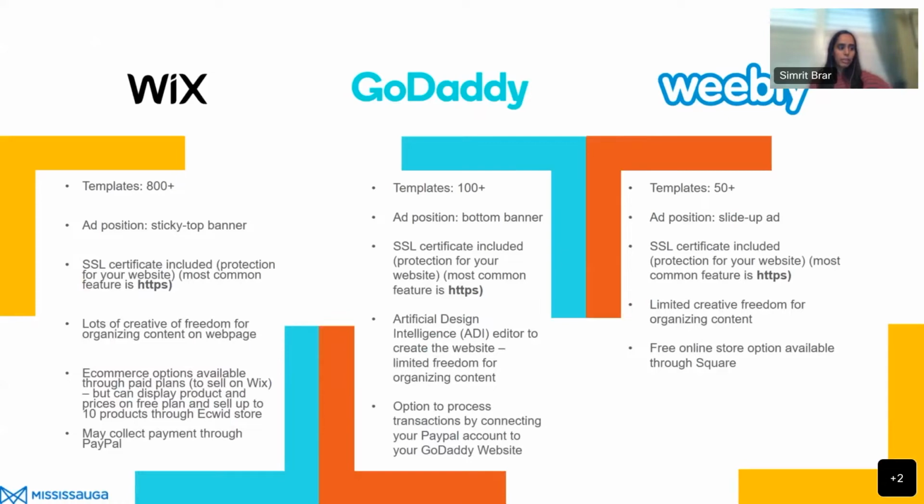So here we have three popular website builders, Wix, GoDaddy, and Weebly. They all offer free plans to build websites. Wix offers more flexibility in terms of how you can design your website and where you want to place your content. There isn't a lot of restriction when it comes to that. But if you're using Weebly and GoDaddy, they have more restricted layouts on their templates. All three of them also offer e-commerce options. For instance, Wix and Weebly offer free online stores you can create through Ecwid and Square.